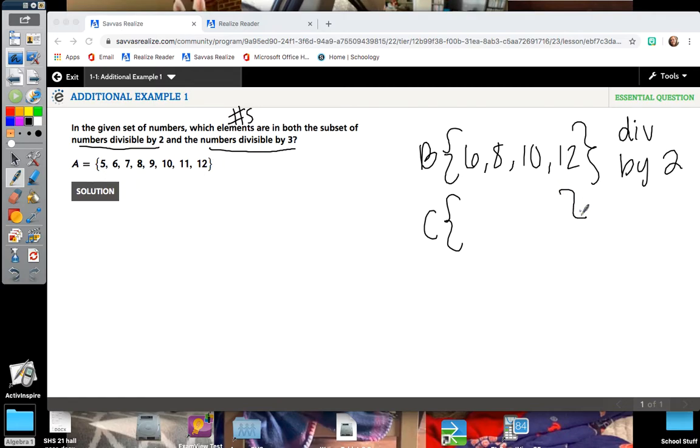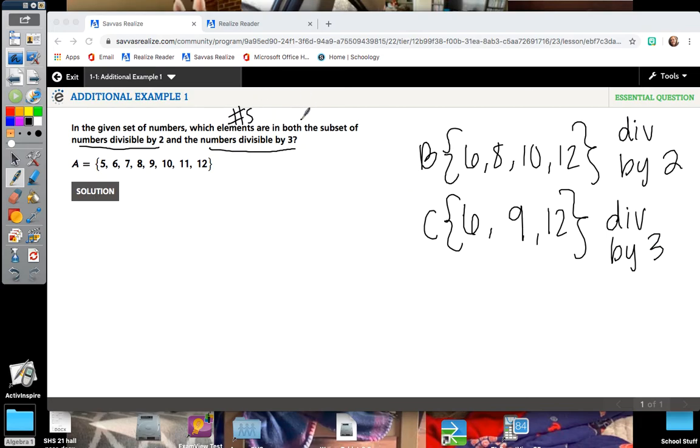I'm not going to go down the full list again like I did before, but this one kind of goes with the last problem we did. 6 divided by 3 gave us 2, so that's divisible by 3. 9 divided by 3 is 3, so that one works. And 12 divided by 3 is 4. So those are your numbers divisible by 3.